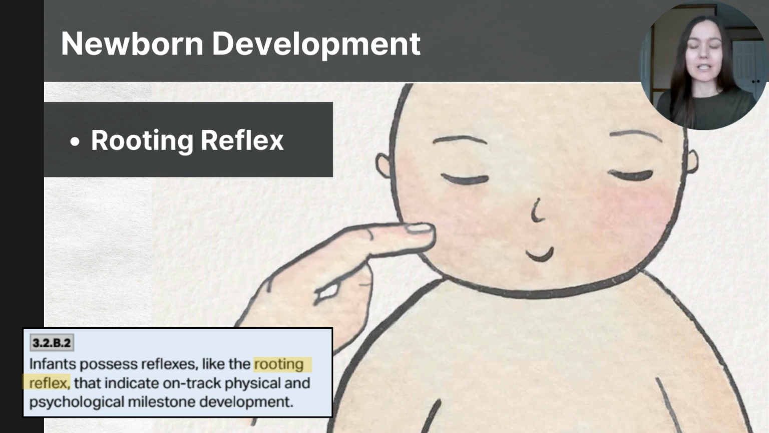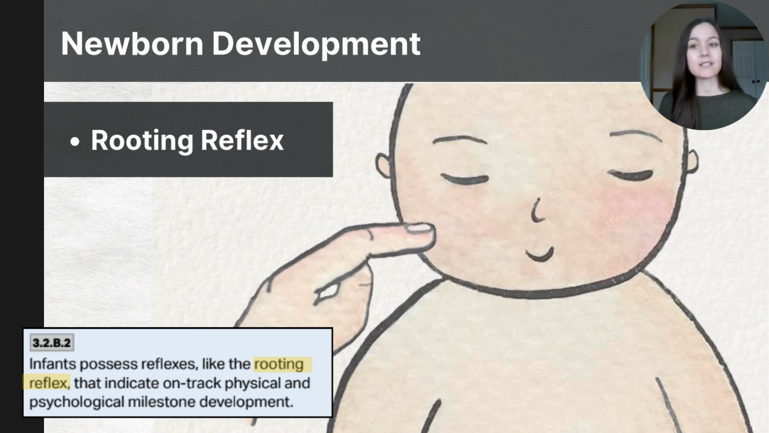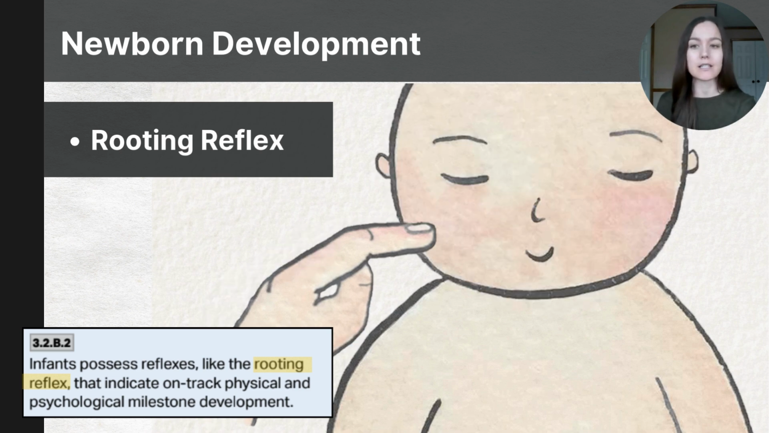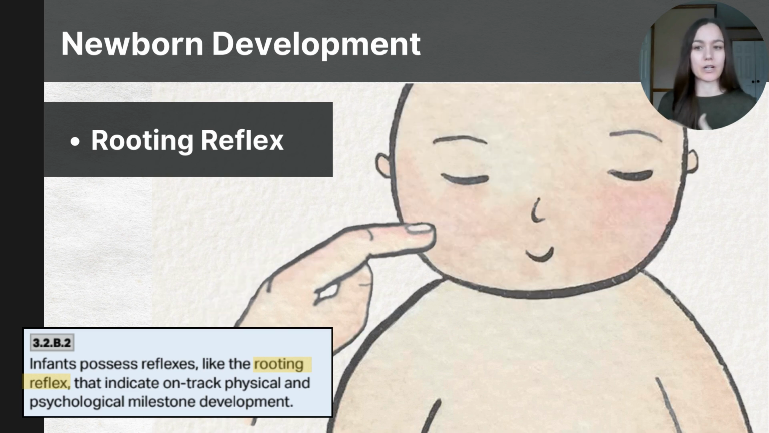crawling, and walking. During the first few months, babies show a range of reflexes that give insight into early development and survival instincts. Reflexes are automatic movements that occur in response to a stimulus.